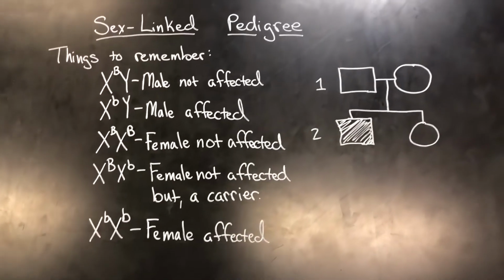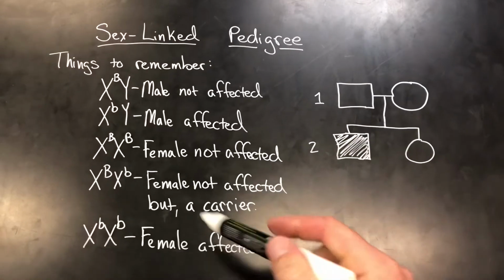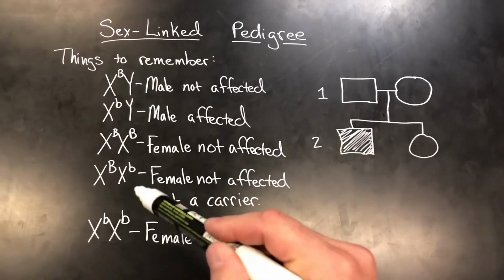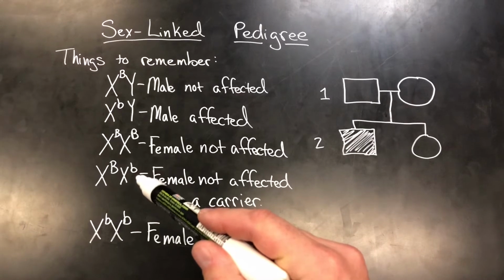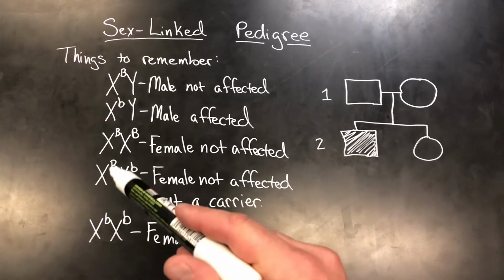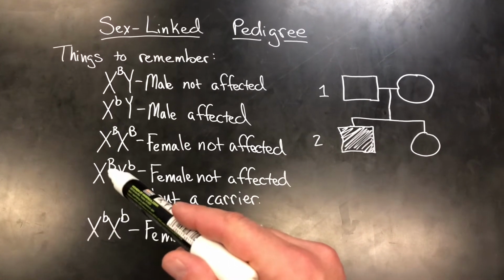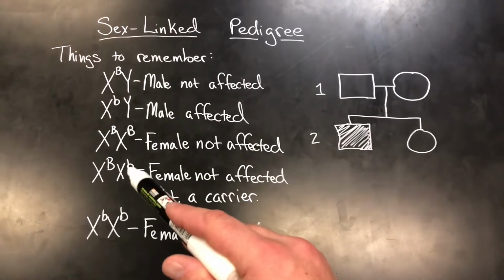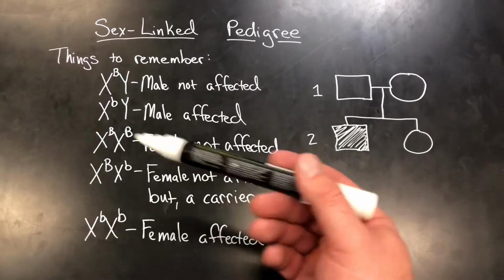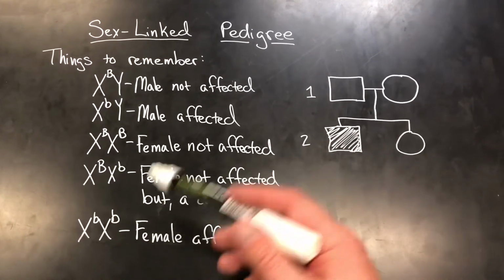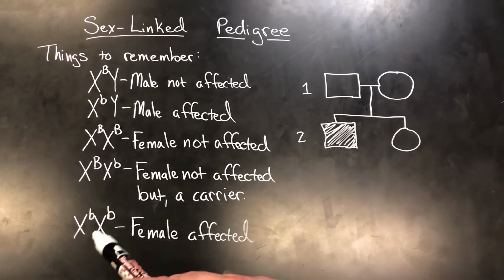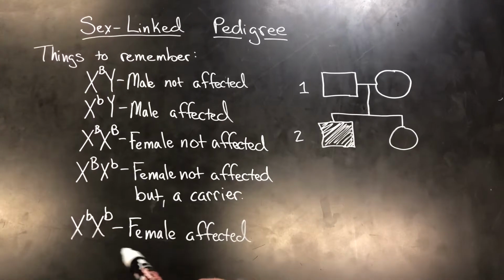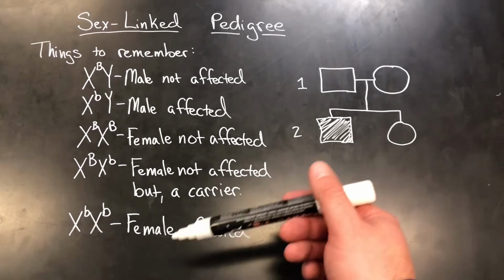Now, there's a new vocabulary word, a carrier. She is carrying the trait with her, that lowercase b, but she does not exhibit or express it because she has a dominant capital letter B. So she is a carrier for passing on whatever that could be. Maybe it's baldness, maybe it's color blindness, whatever. And then obviously down here we have X lowercase b X lowercase b, which indicates that this female is affected.